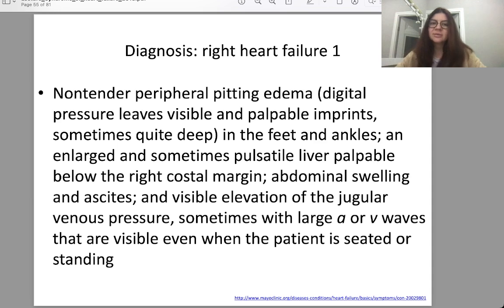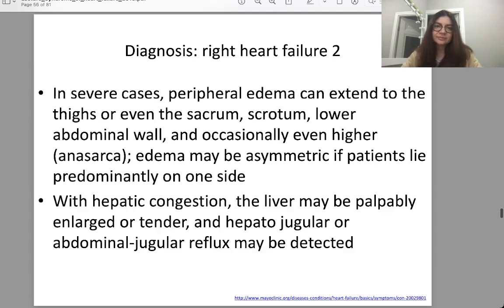an enlarged and sometimes pulsatile liver palpable below the right costal margin, abnormal swelling and ascites, and visible elevation in the jugular venous pressure, sometimes with large A and V waves that is visible even when the patient is seated or standing.